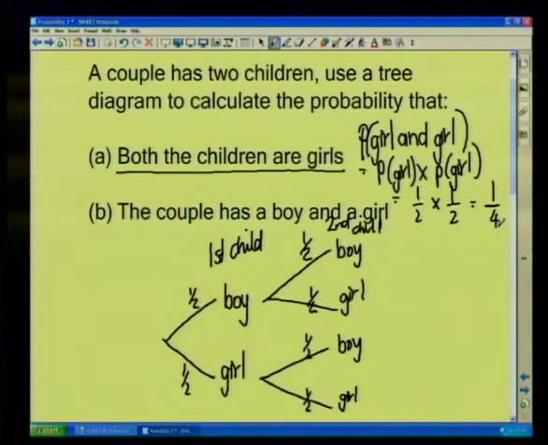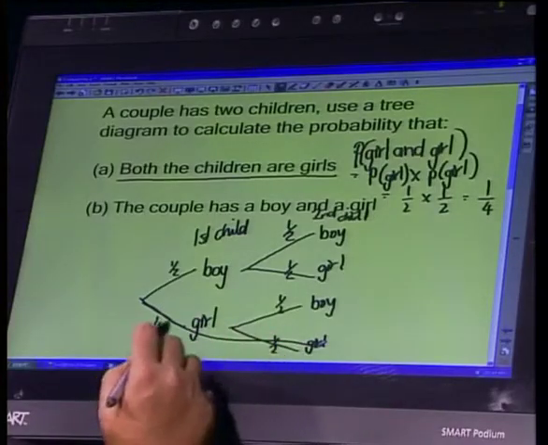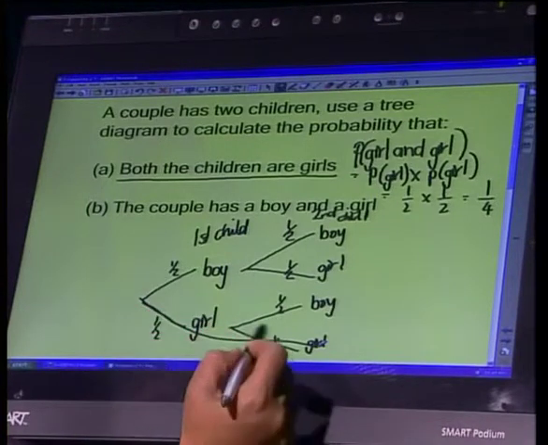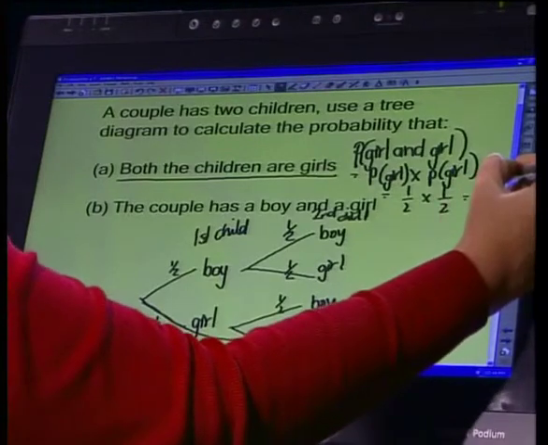Okay. What you do need to remember is that when you go along the branches, you need to multiply. And that is the most important rule, that when I want to find out the chances of getting a girl and a girl, I need to go from this one to that one and multiply the probabilities. Right, let's move down a little bit.